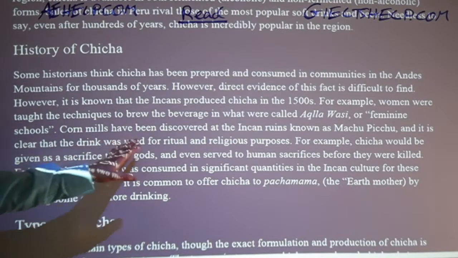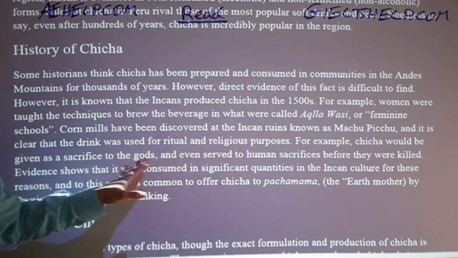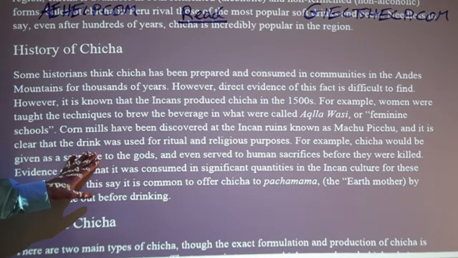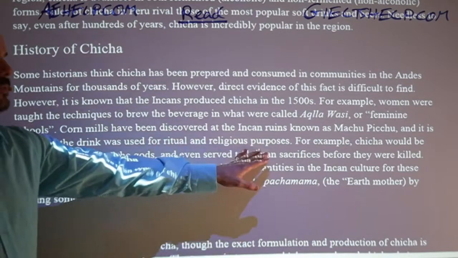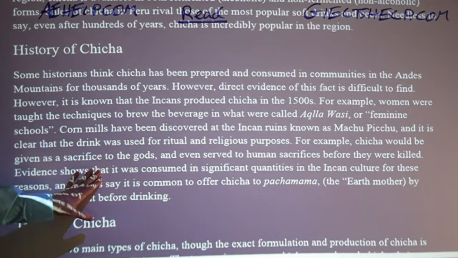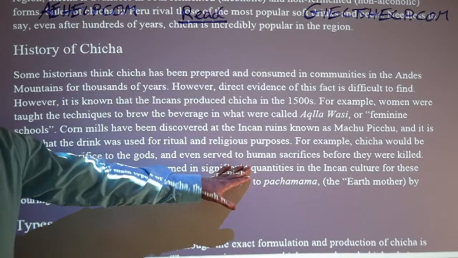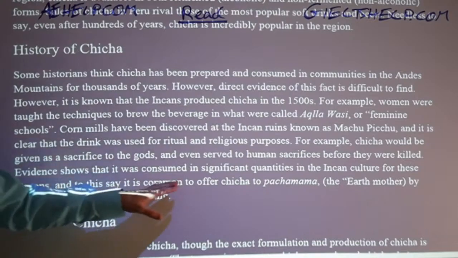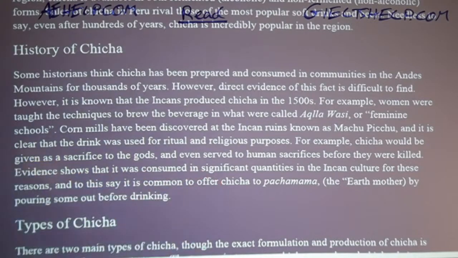Corn mills have been discovered at the Incan ruins known as Machu Picchu, and it is clear that the drink was used for ritual and religious purposes. For example, chica would be given as a sacrifice to the gods and even served to human sacrifices before they were killed. Evidence shows that it was consumed in significant quantities in the Incan culture for those reasons.